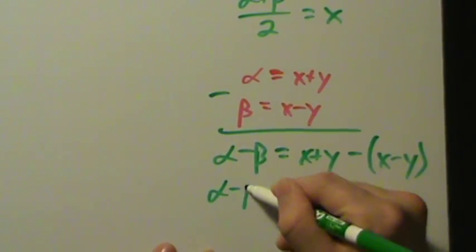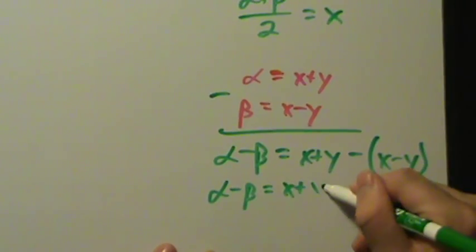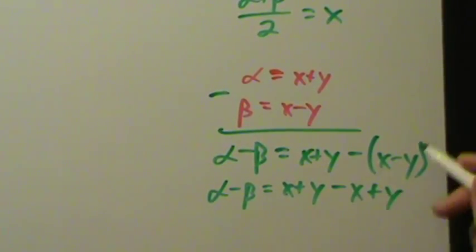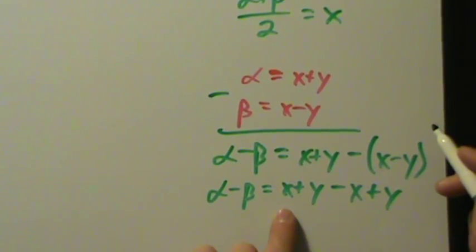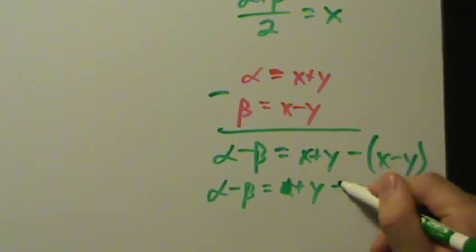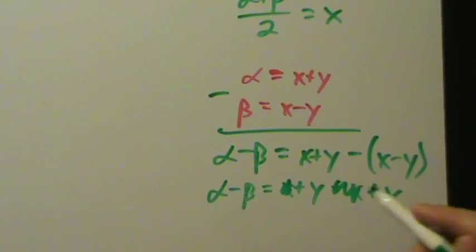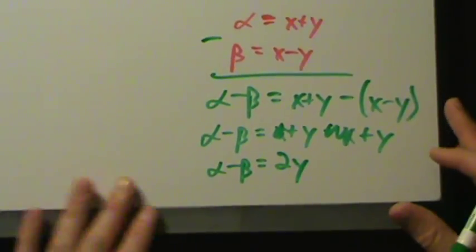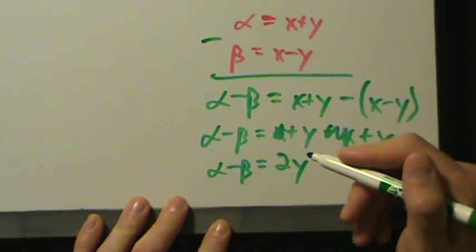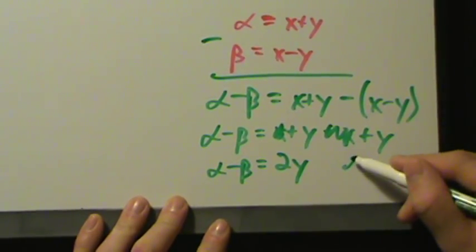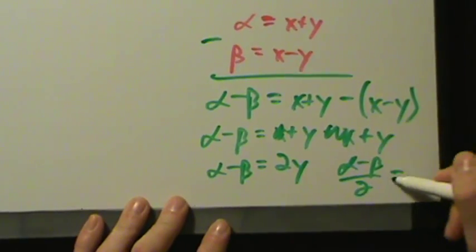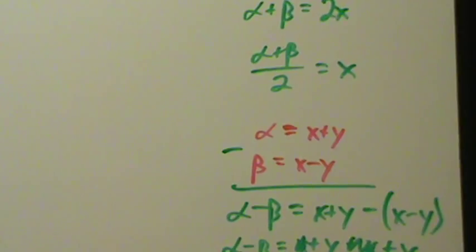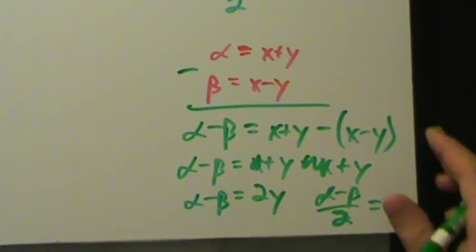So that means alpha minus beta equals x plus y minus, distribute the minus sign, so we have minus x plus y. Okay, so the x's cancel. Then we have plus y, so alpha minus beta equals 2y. That's great, now we can divide everything by 2. So then alpha minus beta over 2 equals y. Okay, so that's what we have here. So x is alpha plus beta over 2, y is alpha minus beta over 2.